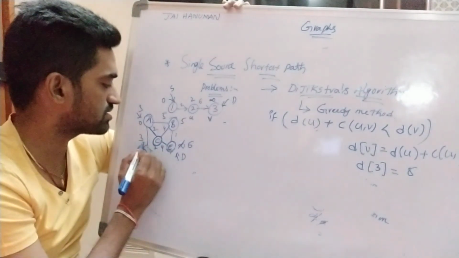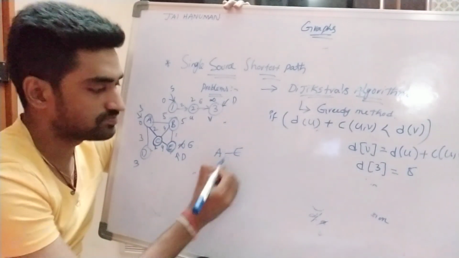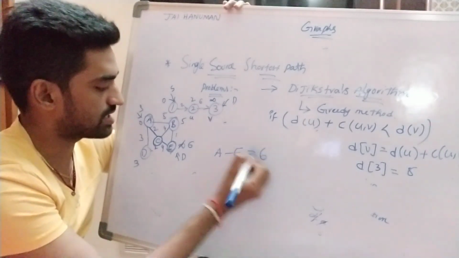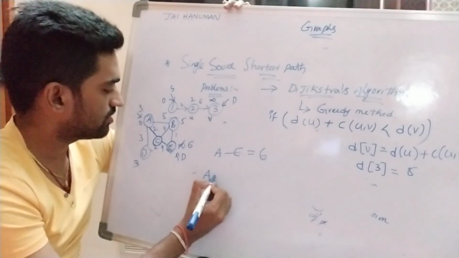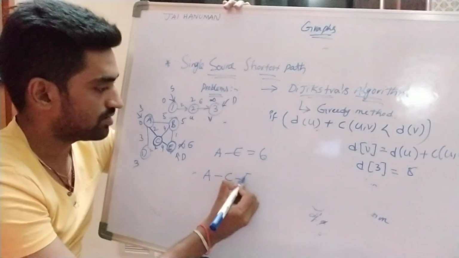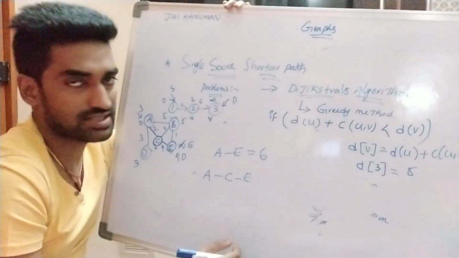What is the cost for the A to E path? 6. What is the possible path between A and E? A to C, C to E. So the cost is 6, right? So this is about Dijkstra's algorithm, right?